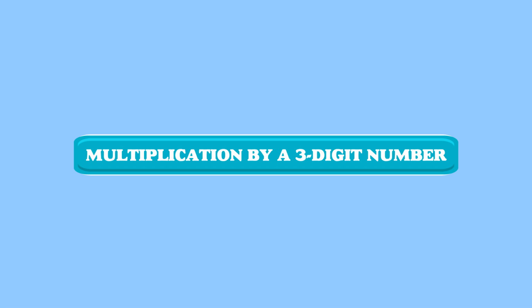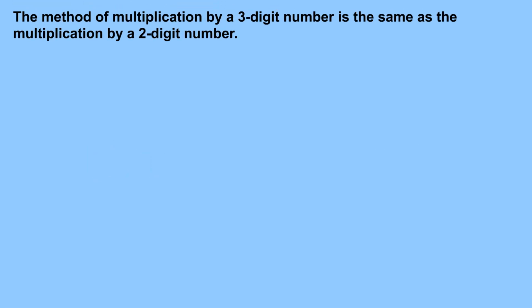Multiplication by a 3-digit number. The method of multiplication by a 3-digit number is the same as the multiplication by a 2-digit number. Example 1. Multiply 528 by 145.